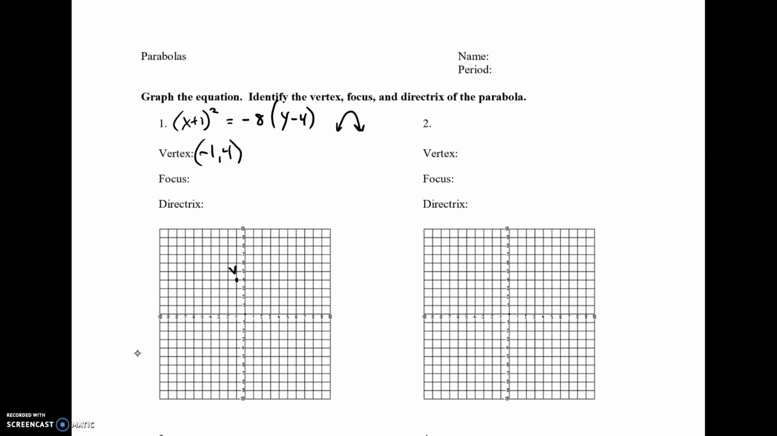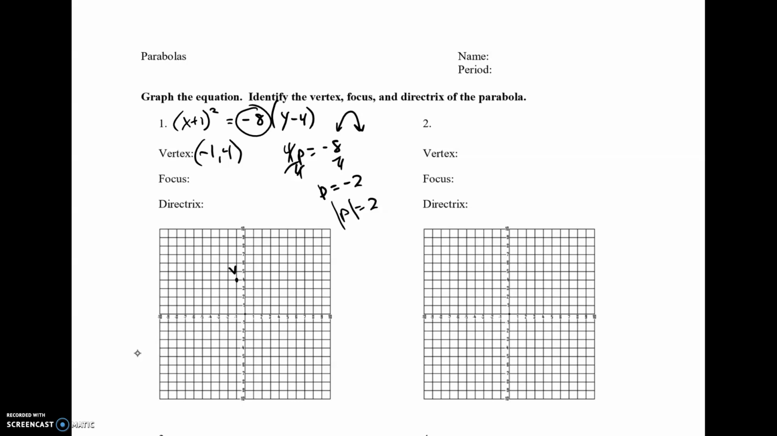And then we have to figure out what p is. Well, 4p is -8. So 4p equals -8. I'm going to divide by 4 on both sides. I'm going to get that p is -2. Okay? Well, the absolute value of p then is 2. That's the distance between the focus and the directrix. It's also the distance between the vertex and the directrix, and the vertex and the focus. That's what that absolute value of p is.